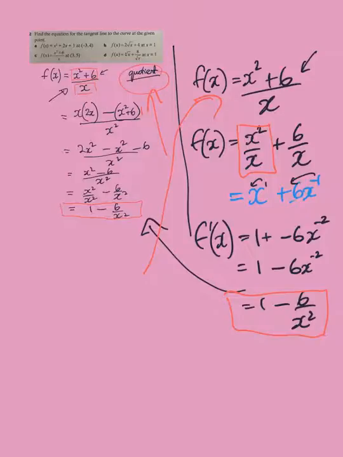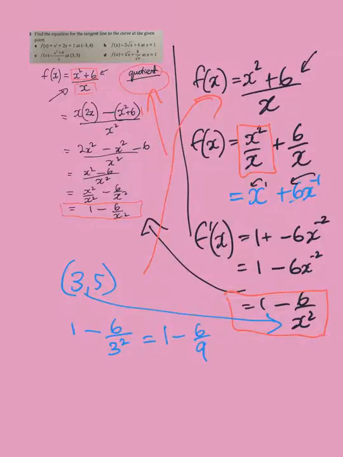Now it asks for the tangent at the point where x is 3 and y is 5. So let's substitute in the 3 to find out what our gradient will be at that particular point. So that's 1 minus 6 over 3 squared, which is equal to 1 minus 6 over 9. And let's simplify that down to 2 over 3. So 1 minus 2/3 is equal to 1/3. So that's the gradient of the tangent.